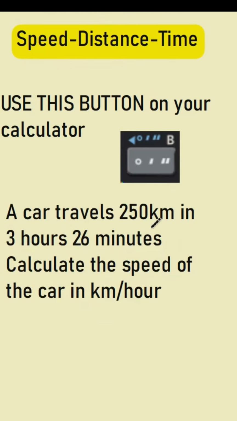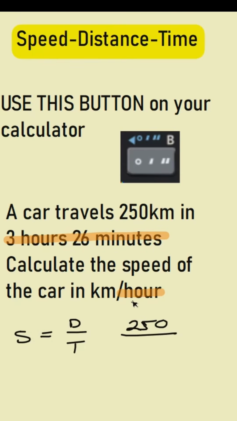So here we go. A car travels 250 kilometres in 3 hours 26 minutes. Right, that's our problem. Look, we're given a time in 3 hours and 26 minutes. It wants the answer in kilometres per hour. So speed equals distance divided by time. That part should be okay. We've got our distance as 250.